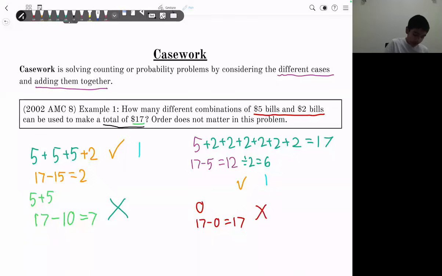Well, we can either have 3 5s and a 2, which is one case, or we can have 1 5 and 6 2s, which is also one case. So what's the total? Well, that would just be 2. So that's the answer to this problem. There are 2 different combinations.